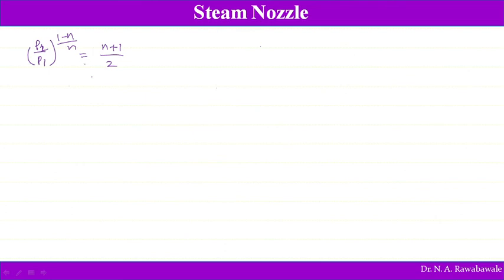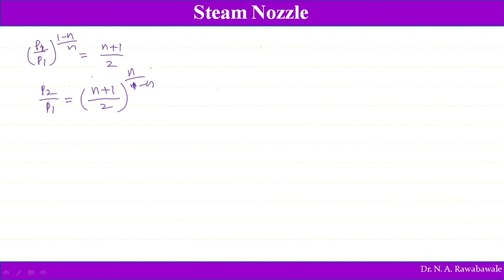So now on further simplification we can write this as P2 divided by P1 is equal to n plus 1 divided by 2 to the power of this power. If we transfer it on the right hand side, it becomes n divided by 1 minus n. So this is the condition for maximum discharge. We call this the condition for maximum discharge.